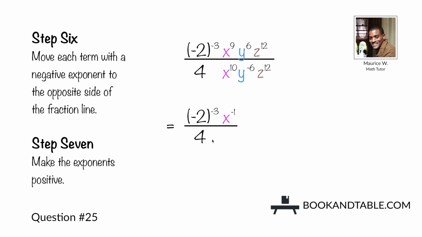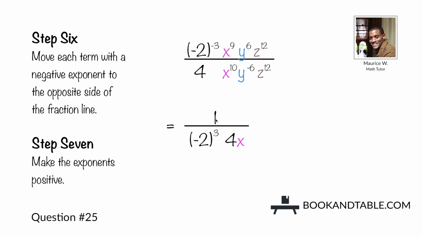So now step 6, move each term with a negative exponent to the opposite side of the fraction line. And step 7, make the exponents positive. So we want to move this term to the denominator, negative 2 to a power of positive 3 is what it will be. And this will become just x. So we still have our 4. Since we've moved both terms from the numerator, you replace it with 1. When nothing is left, you have 1 in our numerator.